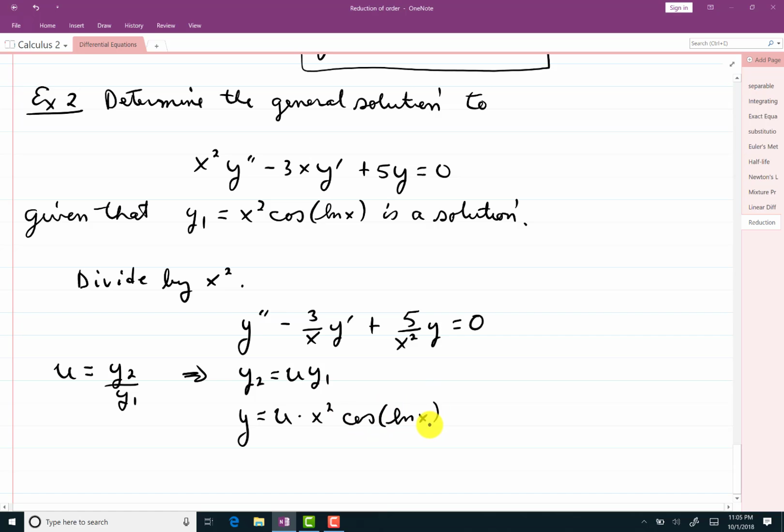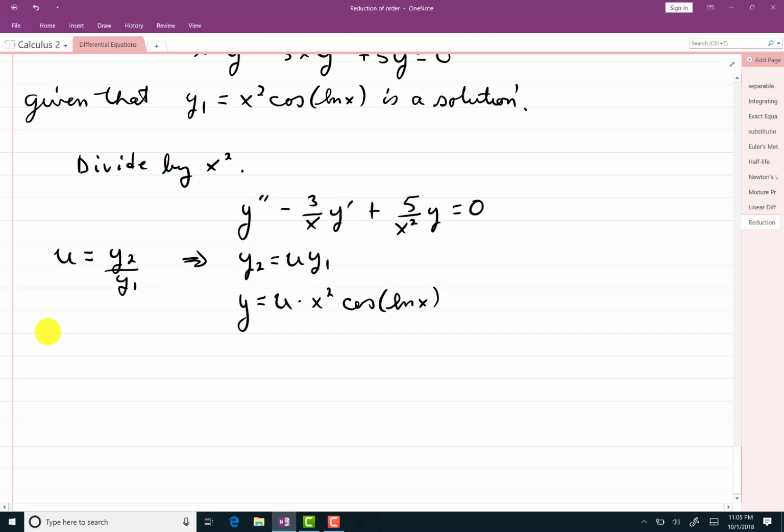Now I mentioned that there should be some sort of a symmetry to the answer, so I might expect x squared sine of ln of x to also be the other solution. So let's go ahead and plug all this stuff into this equation here. The first thing I'm going to have to do is take the derivative of y, and then I'm going to have to take its second derivative. So let's go ahead and do that.